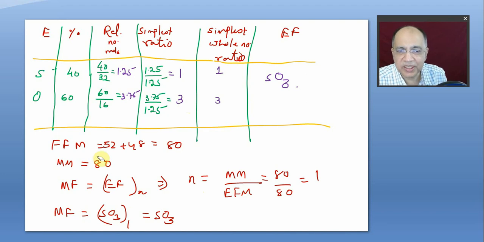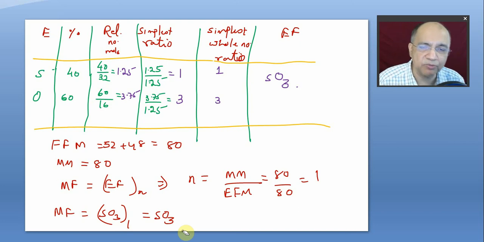So here, since the empirical formula is SO3, the empirical formula mass will be 80. The molecular mass also is found out to be 80. So 80 by 80 is 1. The n factor is 1 here. So SO3 times 1 is the same as SO3. The empirical formula is the same as the molecular formula.